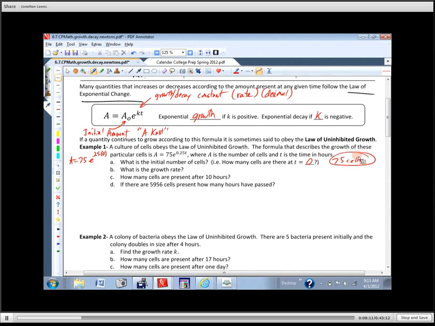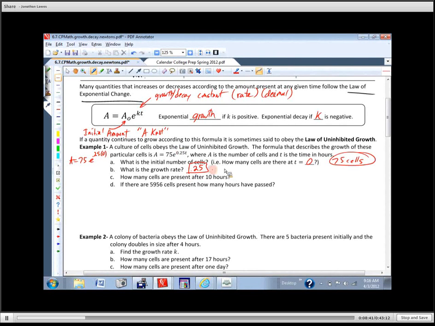Okay, what is the growth rate? That number right there, that decimal usually in front of the t that's up in the exponent, that is like the interest rate for these cells. So that's all it's asking for: what is this number that goes in that place right there? What's the coefficient in front of the t? And the answer is 0.25. Okay, so we'd say 0.25.